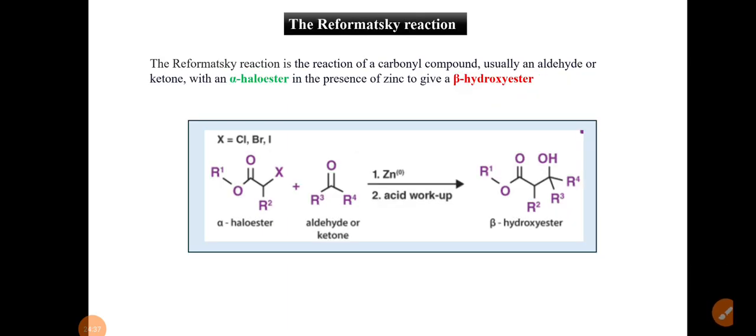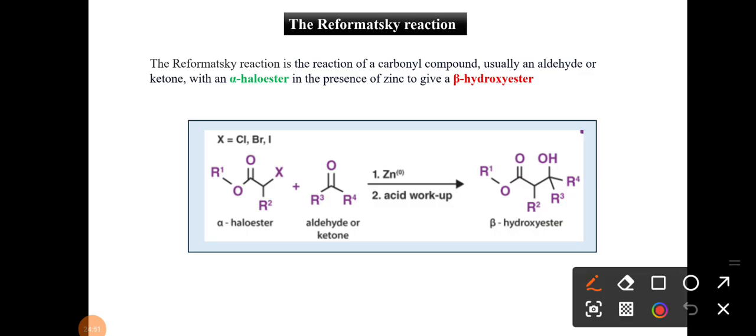Okay, the Reformatsky reaction. The Reformatsky reaction is the reaction of a carbonyl compound, usually an aldehyde or ketone, with an alpha halo ester in the presence of zinc to give beta hydroxy ester, right? So this statement is very important. You have to remember the alpha halo ester is your starting material, right? So alpha halo ester reacts with your aldehyde or ketone, right? So alpha halo ester plus aldehyde or ketone, what is the product you are getting? That is the beta hydroxy ester.